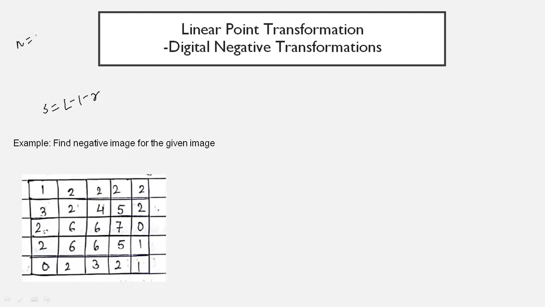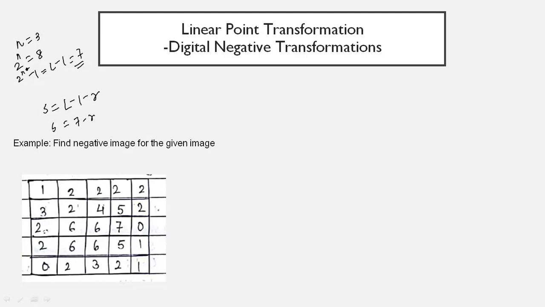So n is equal to 3, so 2 raised to n will be equal to 8. Hence 2 raised to n minus 1, which is equal to L minus 1, is equal to 7. So L minus 1 in our example is equal to 7. That is the maximum intensity level that could be there in this image. So S would be equal to 7 minus R.